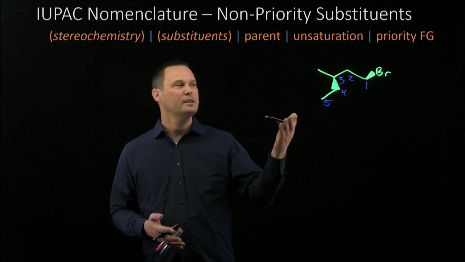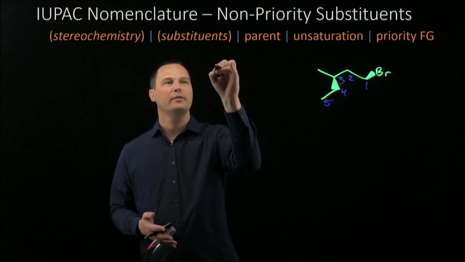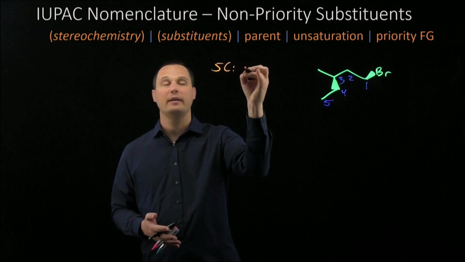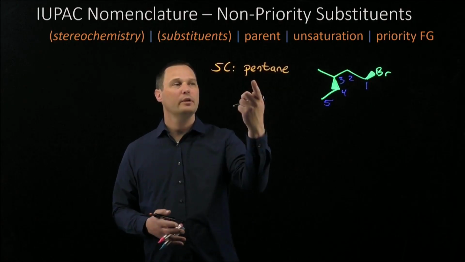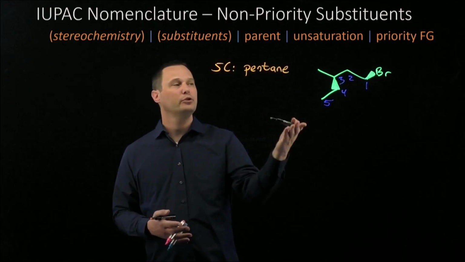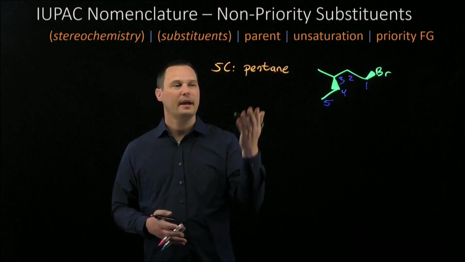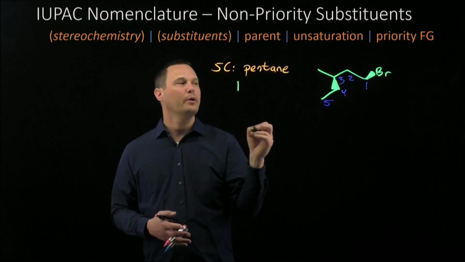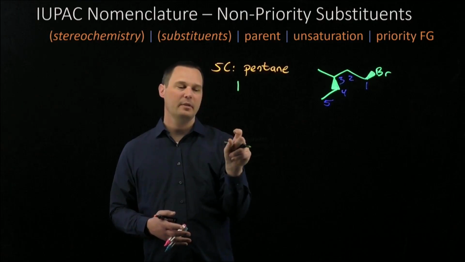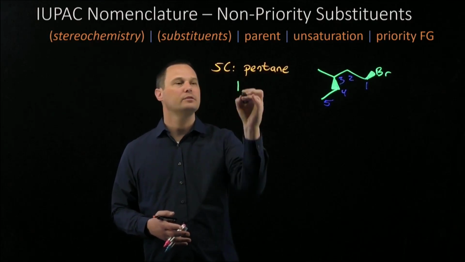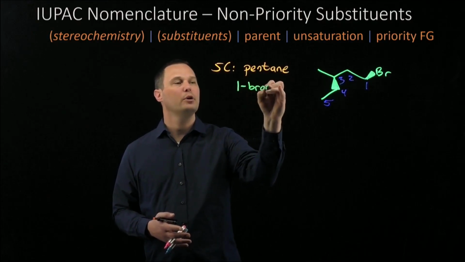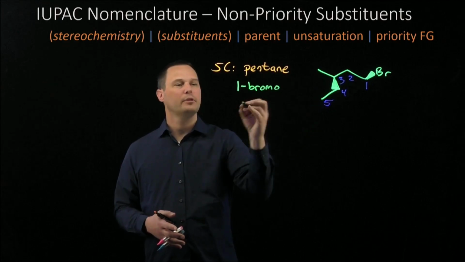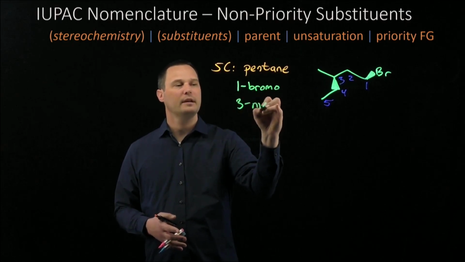The next step is to name the parent hydrocarbon. With 5 carbons in our molecule, the name for the 5-carbon hydrocarbon is pentane. We would update with unsaturation or priority functional groups, but this molecule does not have any of those. Next, we list the substituents and their location numbers. There's the halogen on carbon number 1. For the halogen groups, we take the name of the halogen and we put O at the end. So on carbon number 1, we have a bromo substituent. And on carbon number 3, we have the 1-carbon substituent, that's the methyl group.